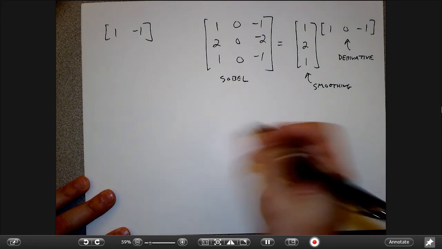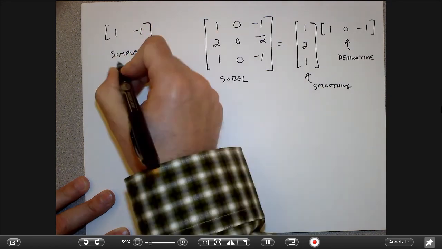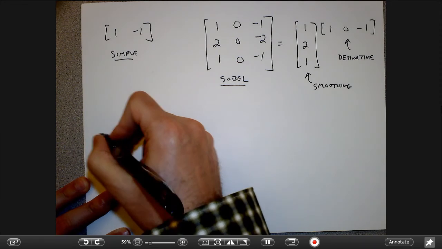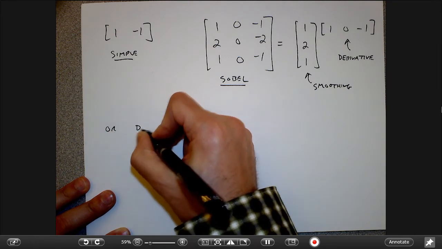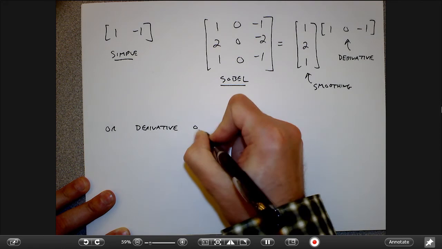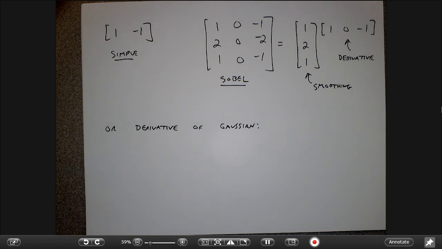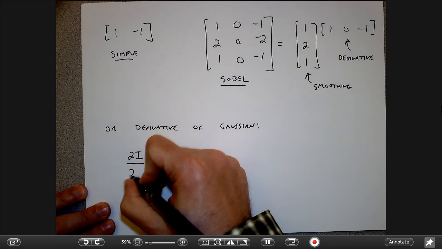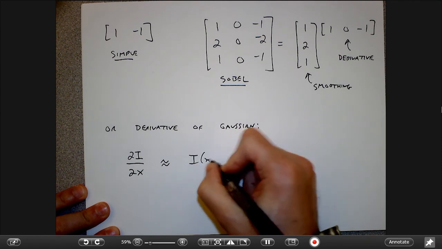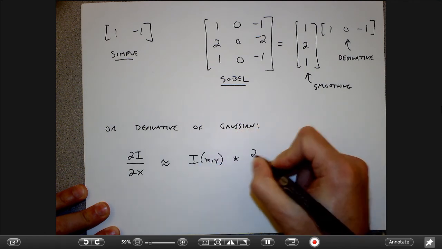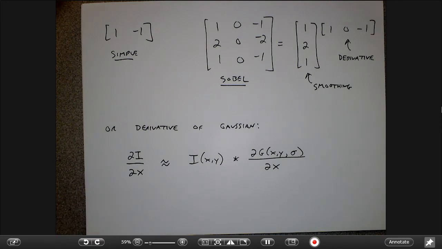And so I could go even further. I'm not even sure if this has a name. It's called super simple. This is Sobel. I could also do even more smoothing before I take the derivative. And what I could do instead is I could take the derivative of the Gaussian. What I mean by that is that I could approximate my derivative like this as the image convolved with the derivative of the Gaussian.